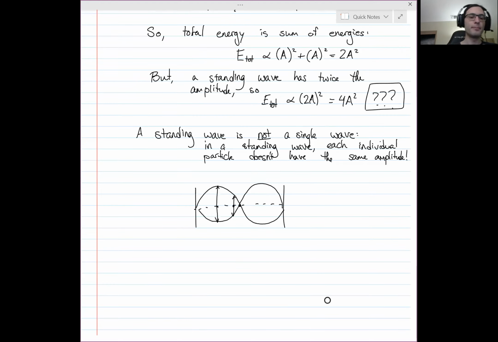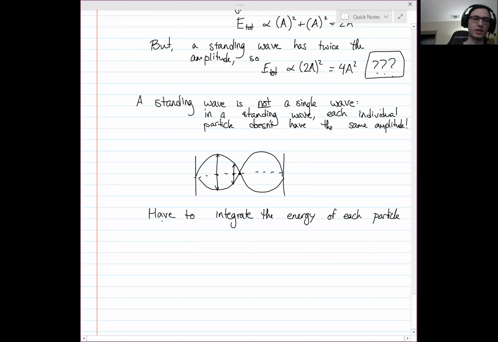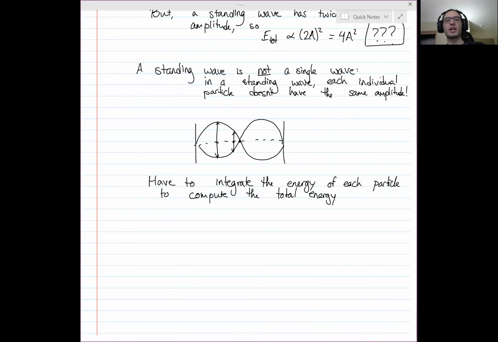Instead, to find the total energy, we have to integrate the energy of each particle to find the total energy. So we didn't have to do that before because all of them had the same amplitude, but now the amplitude is varying with position. And so we can't just add up an infinite number of things and not worry about how the amplitude changes because it was constant. It's basically like we were integrating a constant before, now we're integrating a function.